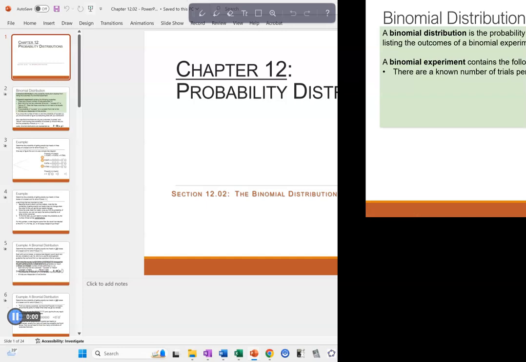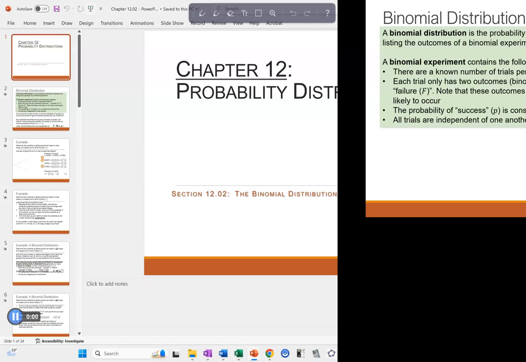There are a known number of trials performed. Each trial has two outcomes, i.e. success or failure, and these outcomes do not need to be equally likely to occur. So it doesn't have to be like a coin flip, it could be anything. The probability of success is constant from trial to trial. That means that these trials are independent of one another. So if you know the number of trials and the probability of success, you should be able to figure out everything else for your distribution.